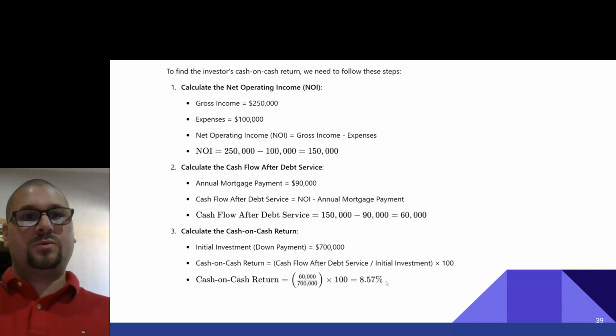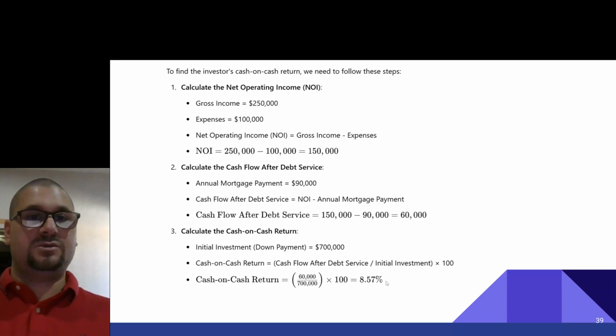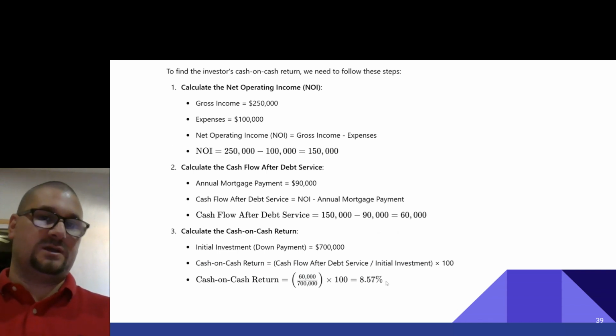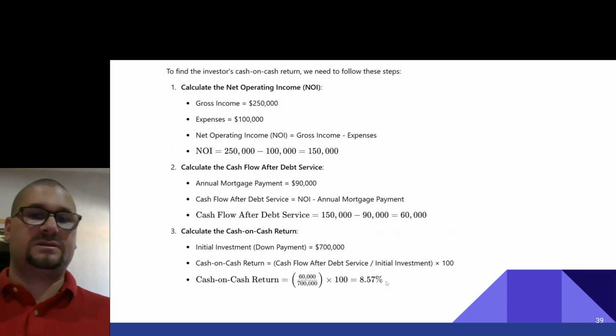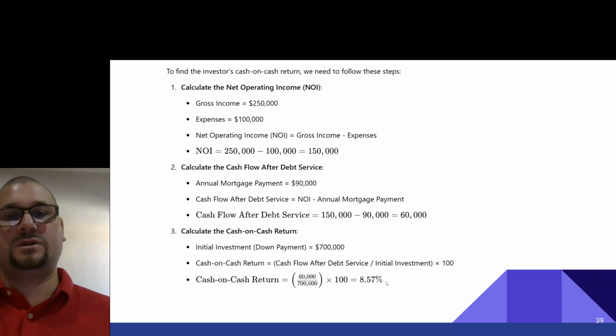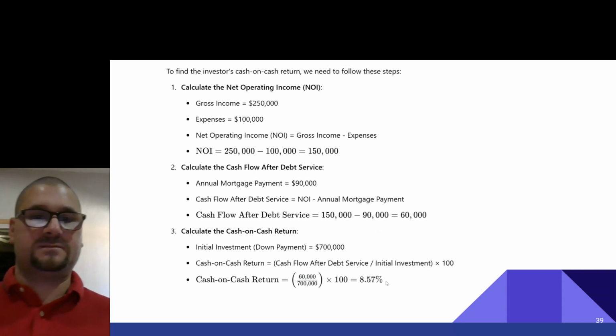So here we want to calculate the cash flow after debt service. So what is the annual mortgage payment? It's $90,000. So the net operating income is $250,000 minus $100,000, which gives you $150,000. The cash flow after the debt service equals the net operating income minus the annual mortgage payment. So $150,000 minus $90,000 gives you $60,000.